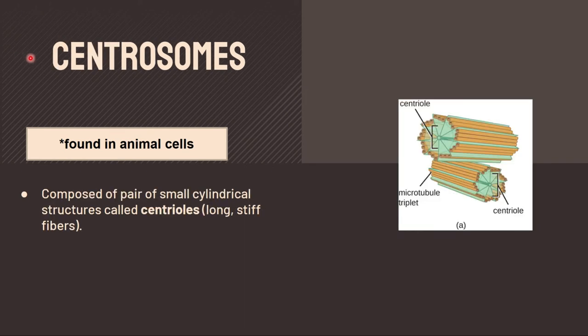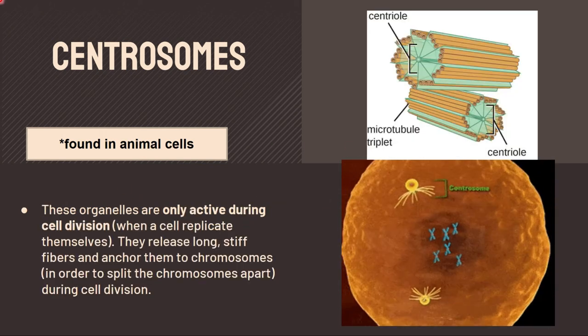Next, we have the centrosomes. Centrosomes are found in animal cells. They are not in plant cells. Centrosomes are composed of a pair of small cylindrical structures called centrioles. So, this is centrioles. A pair of centrioles composes the centrosome. So, what do centrosomes do? Centrosomes are only active during cell division.